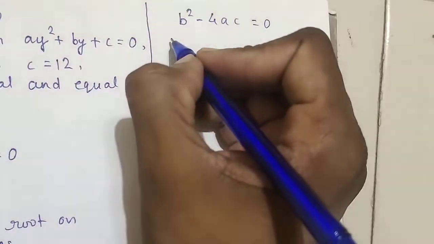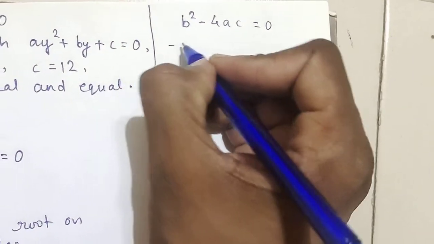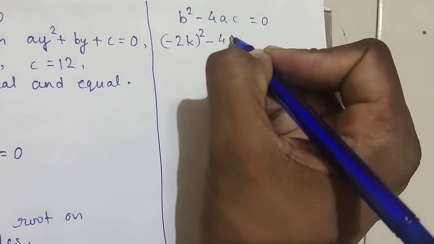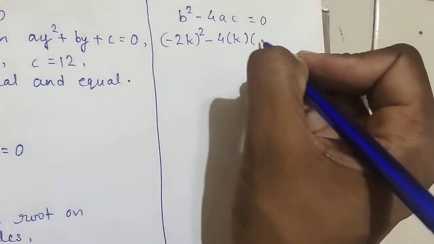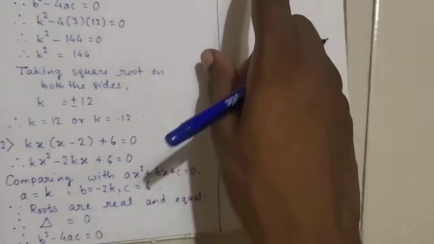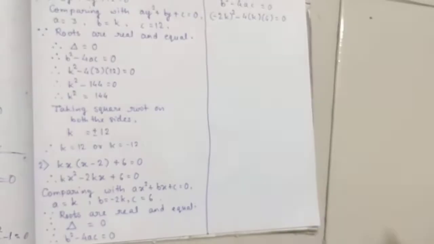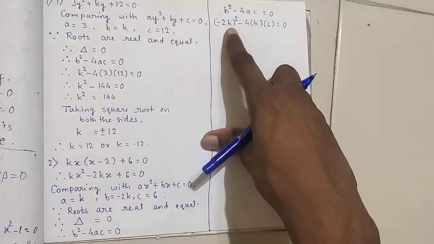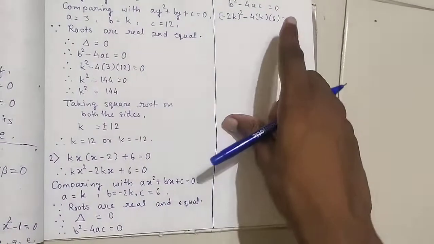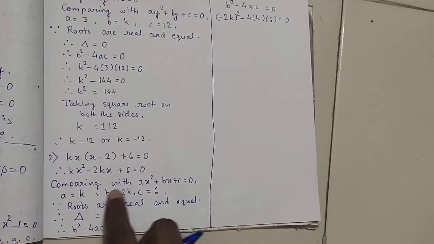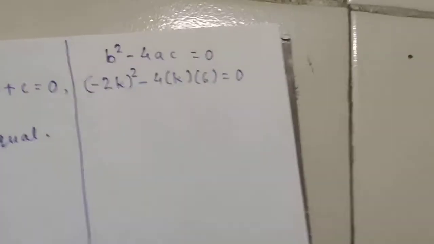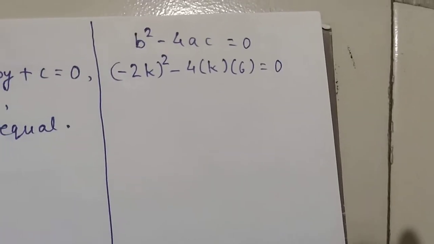Now see, what is our b? Your b is minus 2k, that you have written. Minus 4. What is your a? K, and your c is 6. That you can see here, b is minus 2k, that is what I have written here, then a is k, so k I have written here, then c is 6. So by seeing the values of a, b and c, we have substituted here. Now in the next step we are going to simplify this.